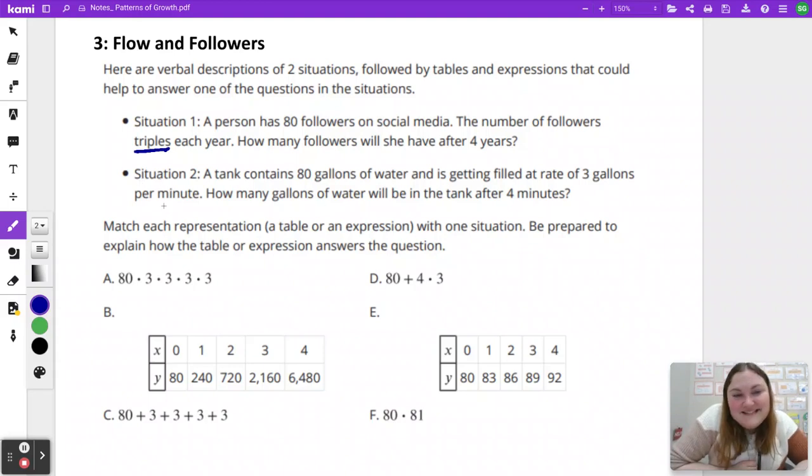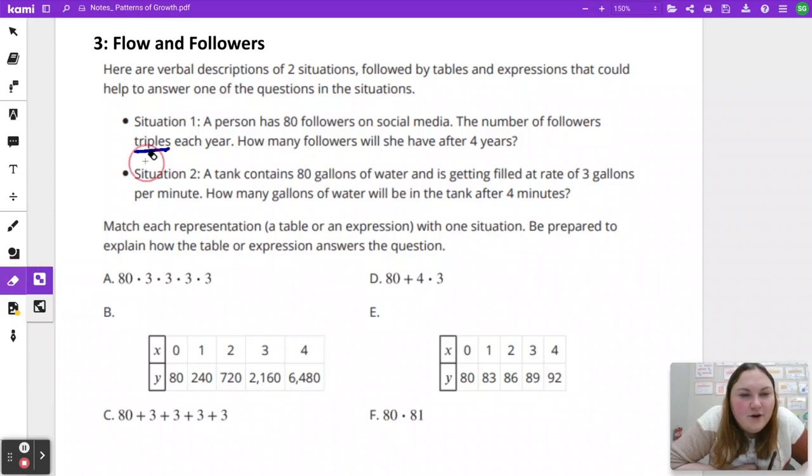Situation 2 says a tank contains 80 gallons of water and is getting filled at a rate of 3 gallons per minute. How many gallons of water will be in the tank after 4 minutes? My morning group asked a little bit about that rate and what they're talking about there. The rate is 3 gallons per minute. That just means 3 gallons every minute are being added. You can think of that word rate kind of like speed. It's the speed that this tank is being filled.